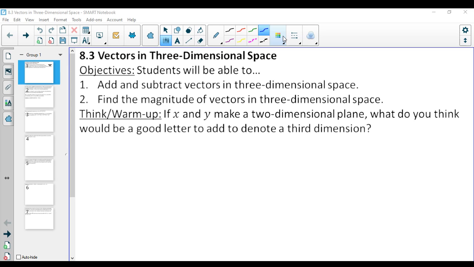So wide ranging. But for the think slash home, I have: if X and Y make a two-dimensional plane, what do you think would be a good letter to add to denote a third dimension? Anyone, probably the easiest little check for participation you guys could ever get.